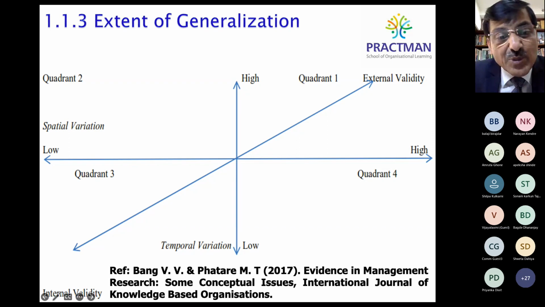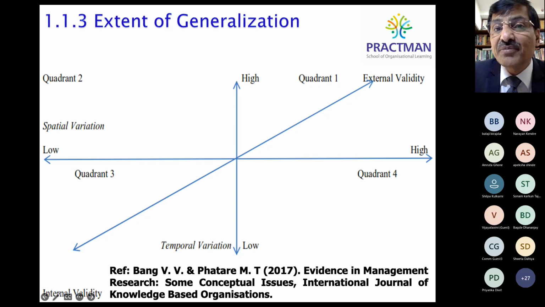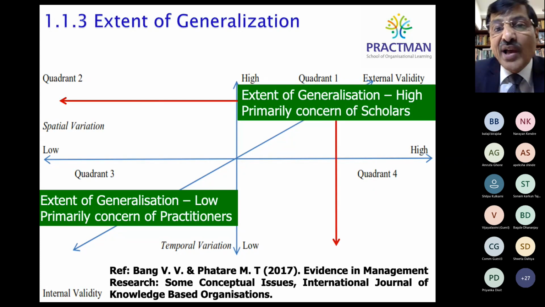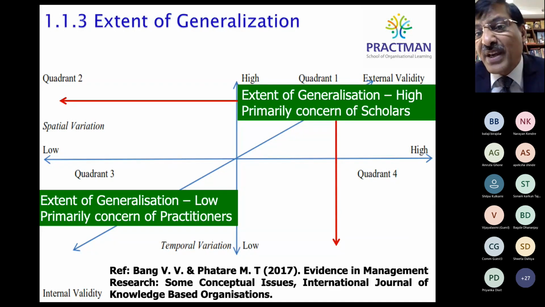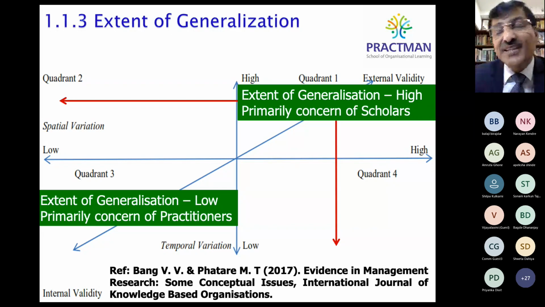Quadrant one, where the spatial variation accounted for in research is very high and the temporal variation accounted for in the research is very high. That means you do a research today in a particular sector and its findings are applicable across many sectors. Its findings are applicable over a period of time. This is the ideal quadrant, which is normally preferred as researchable topics. So choose such researchable topics where the generalizability across sectors or across time is high.